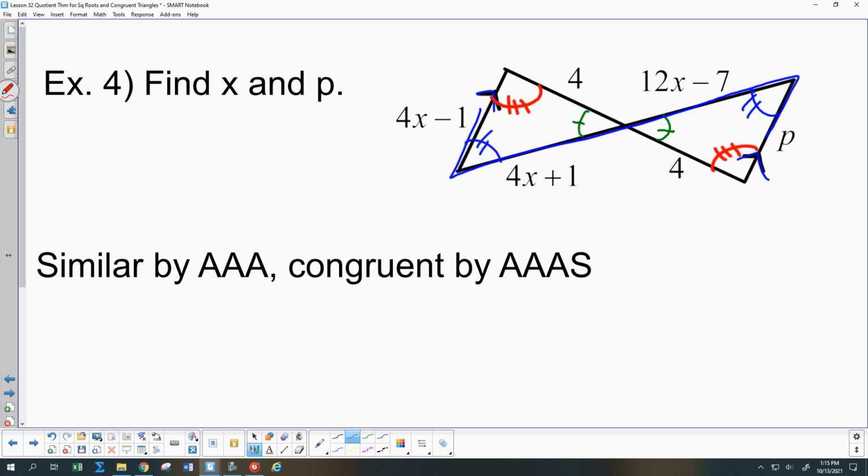Look at the sides. Do I know that I have a set of congruent sides? Look at what's labeled in there. Hayden, do you see any sides that have to be congruent, that we know are congruent, because we know how long they are?